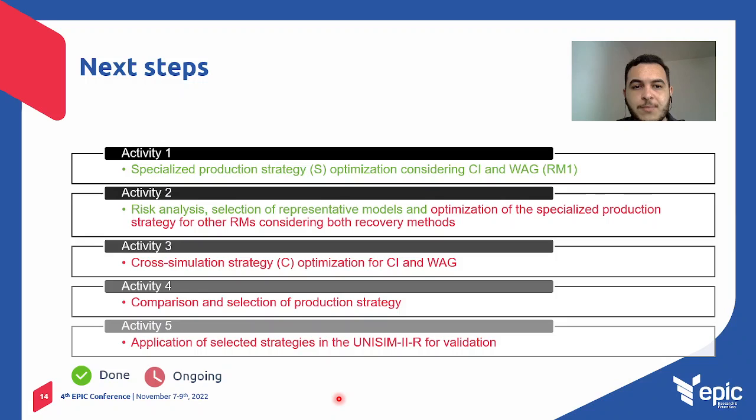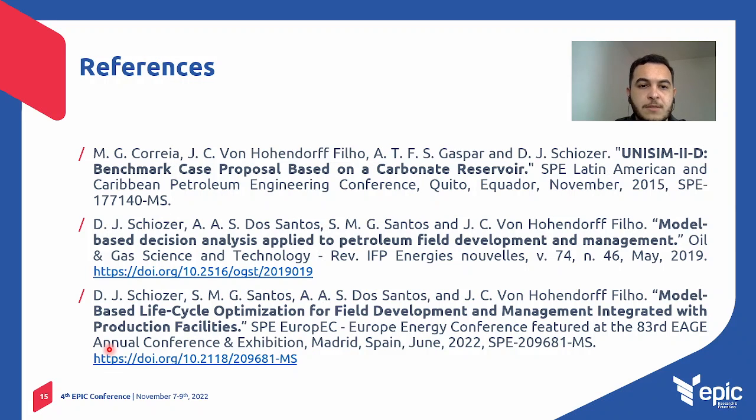So in the next steps, I highlight here in green the activities that I finished, and in red the activities that are ongoing, right? For example, here I have ongoing the optimization of the specialized production strategy for other representative models. I need to apply the cross simulation for these other representative models, compare all of these results and select my final production strategy based on EMV and risk, and apply these strategies in the Unicamp 2R for validation and quantify the real value of the information. So this is the reference, and thank you for your attention.